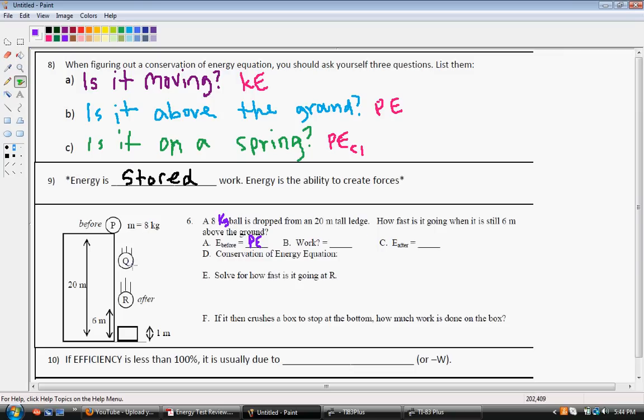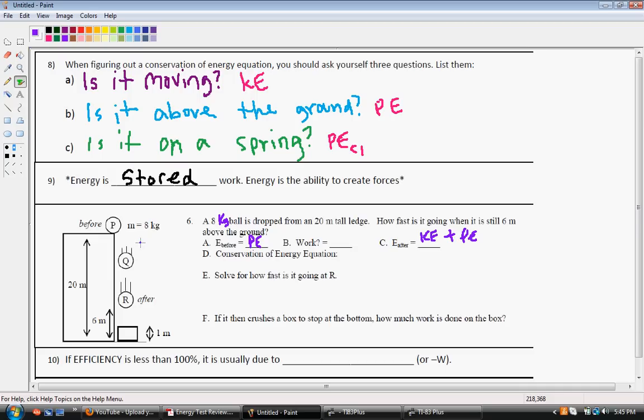So at the end, at R here, it is moving. We can see that, so it has kinetic energy. But wait, it's also above the ground. Make sure before you move on with the equation, ask yourself all 3 questions. Is it moving? Yes. Is it above the ground? Yes. So we have kinetic energy and potential energy. And is it on a spring? No.